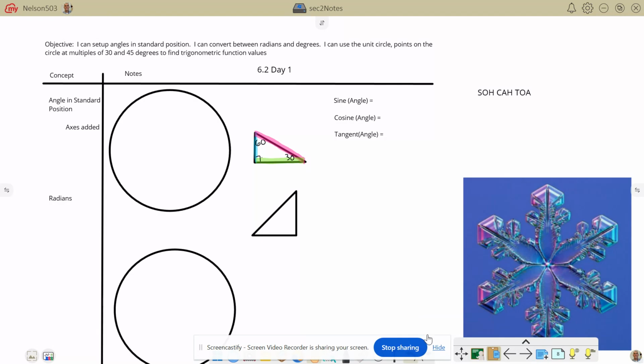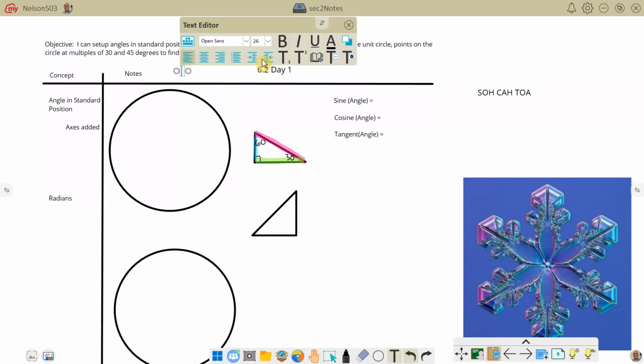You probably have 6.1 up here as well. 6.1 was the past couple days. We talked about radians, angles, and standard position, all that kind of stuff. But anyways, put down 6.2 day 2 and see what you can add to these notes. It might need to go vertically if you have space in your notebook. If you don't, you may need to start a new page.